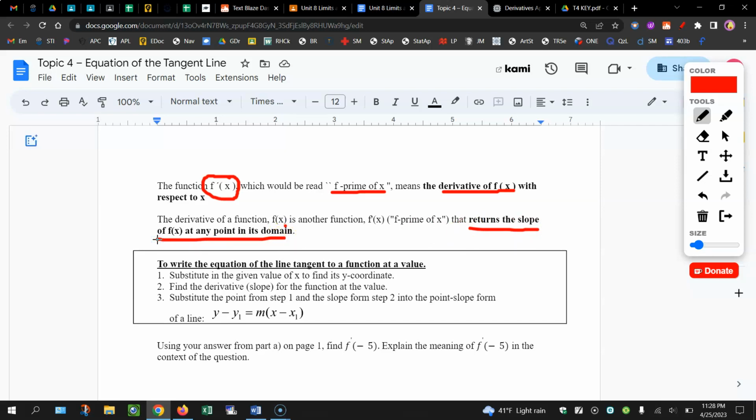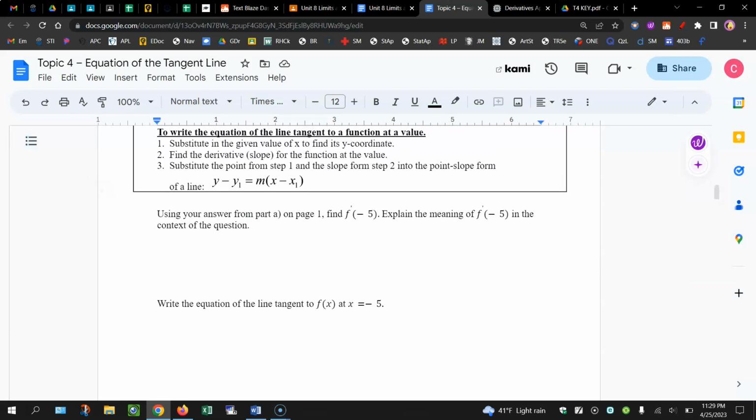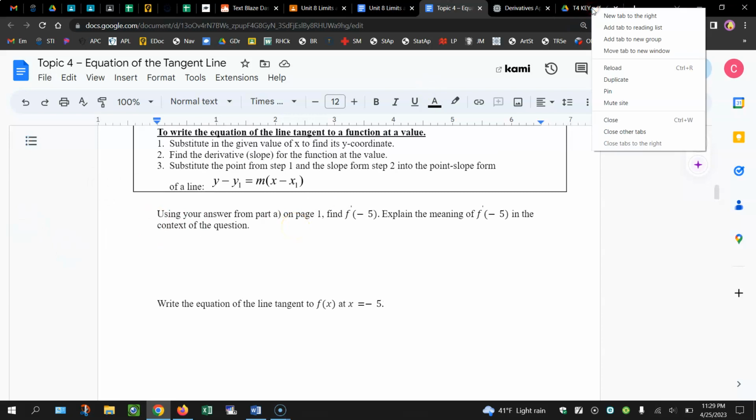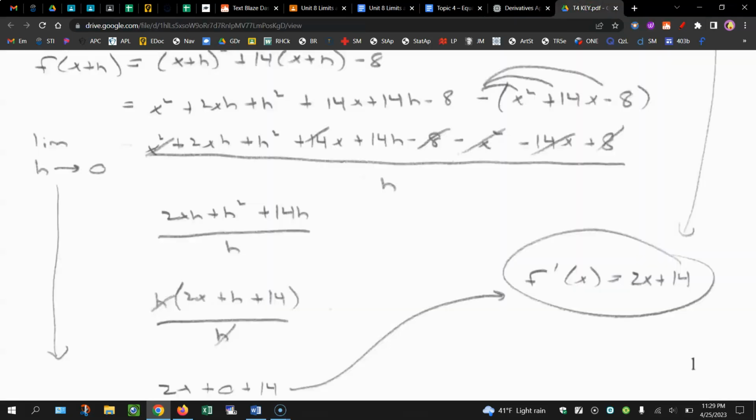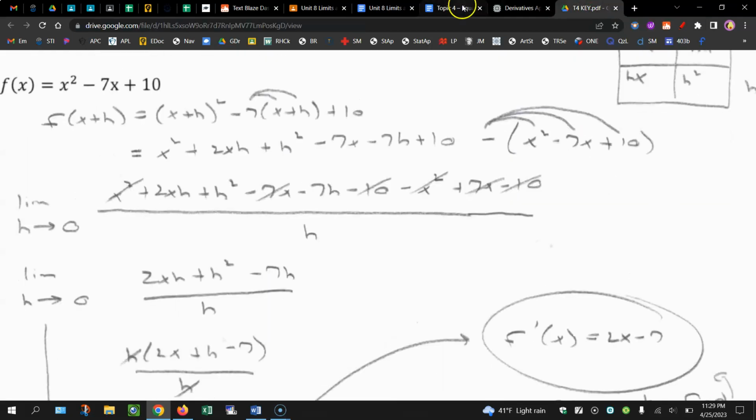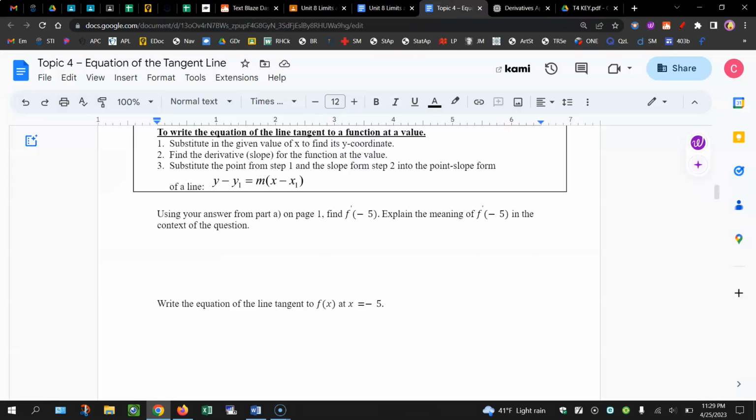And what we're going to see here on page 2 is what that actually means. How do you write the equation of the tangent line? And the steps needed to do that. So using your answer from part A on page 1, we got on part A 2x minus 7. We want to find f prime of negative 5.